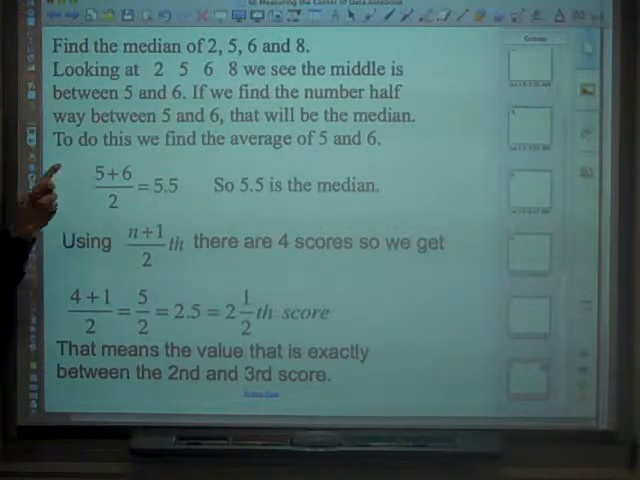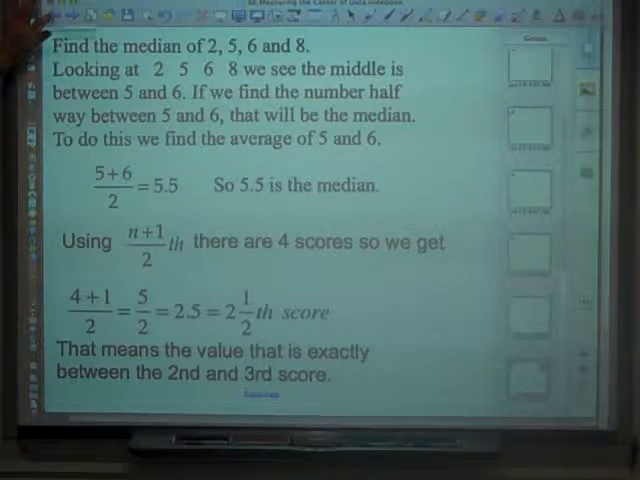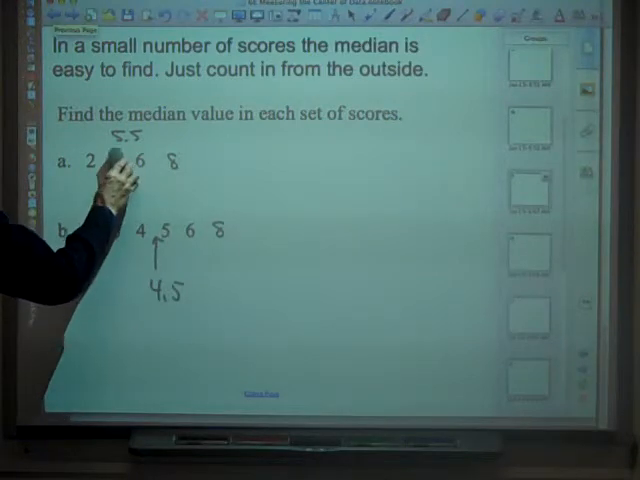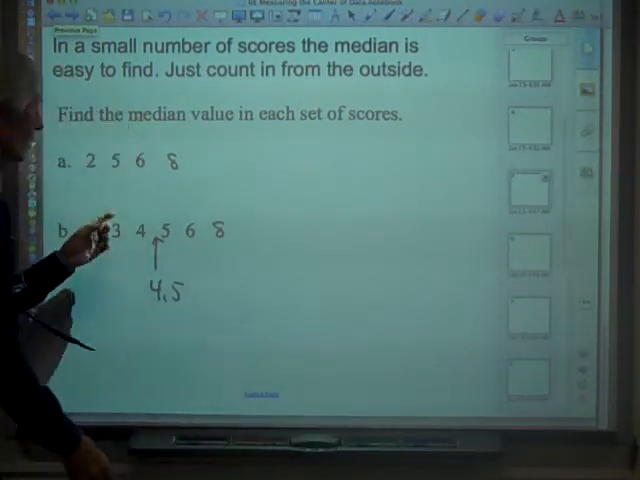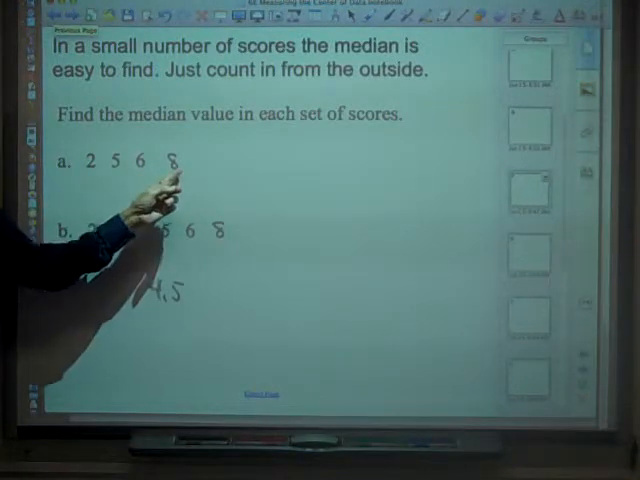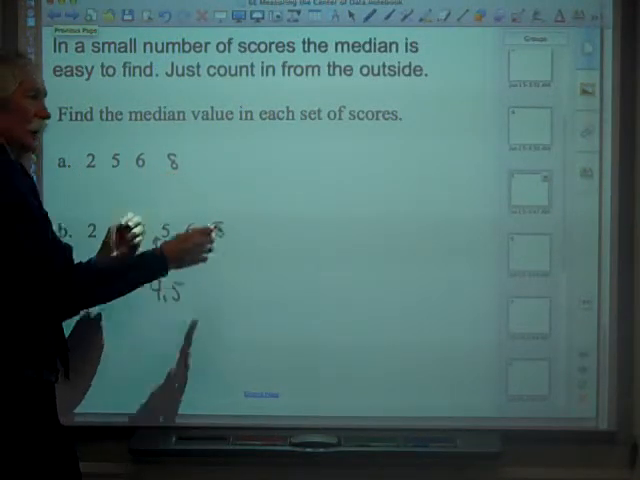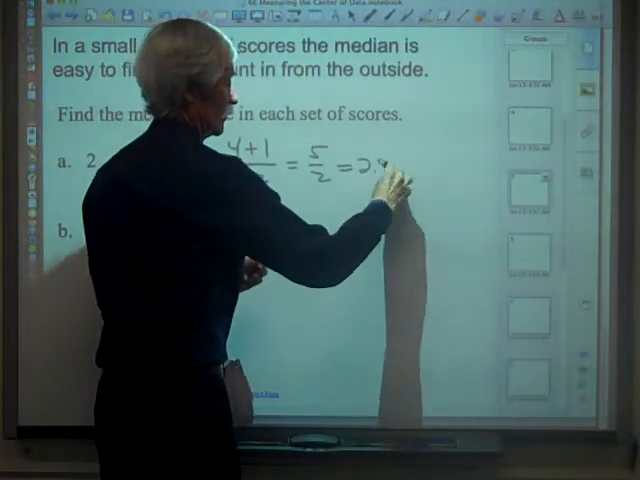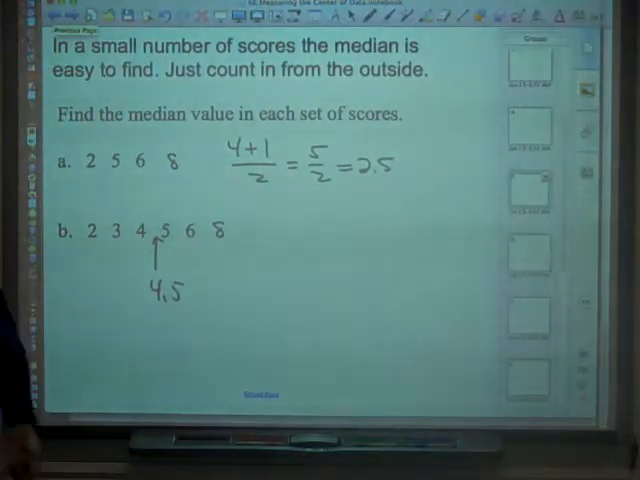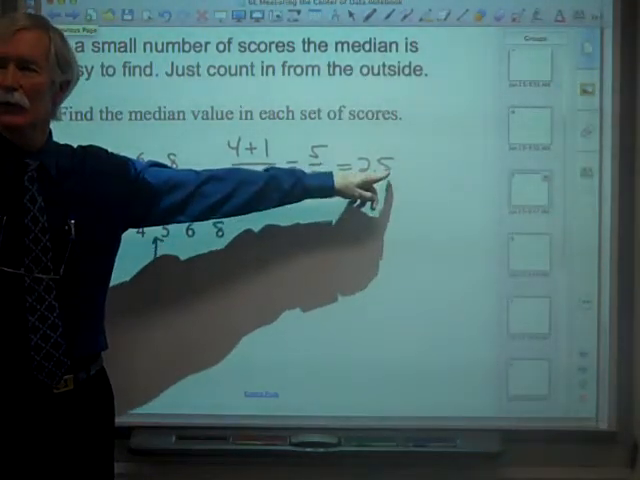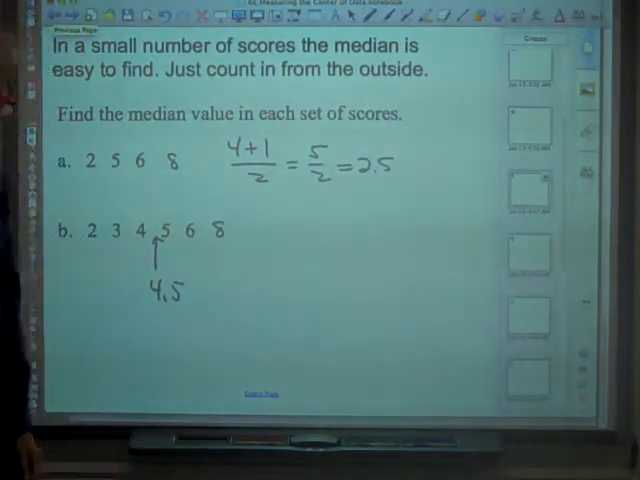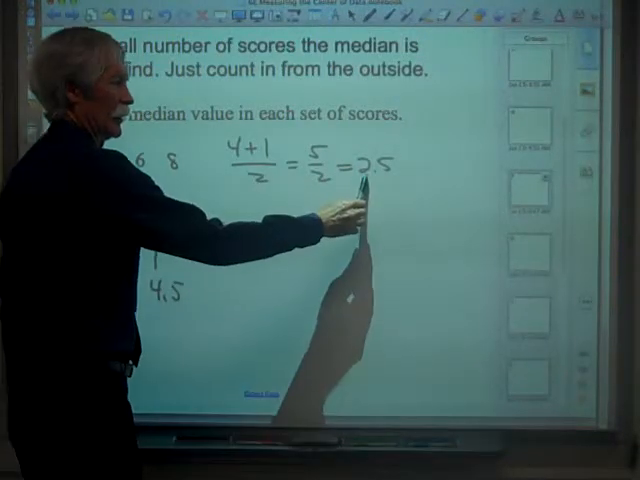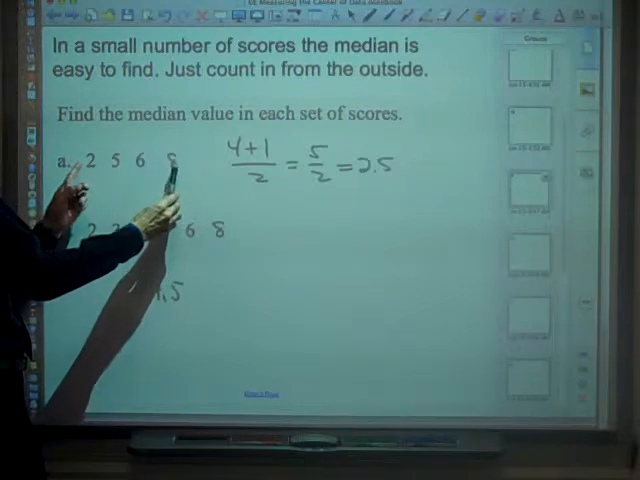What if there's an even number of values, and you're using this formula? Did we have that here? When I added the 8, what did we end up with? 4 scores? What's 4 plus 1 over 2? 2.5. So which score am I looking for? The 2.5 score. What does that mean? Is that the second score? Is that the third score? What am I looking for?